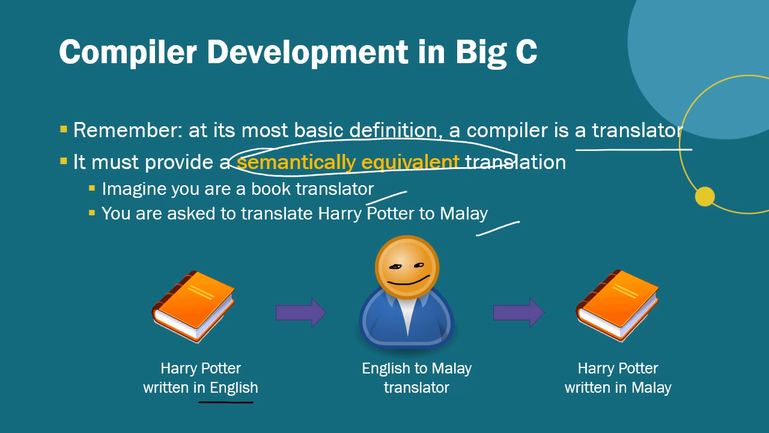Once you are done with your translation exercise, you will have the same Harry Potter book, but now it is written in Malay. Now let's change the parameter a little bit. What if you are an English to Korean translator? Then the result of your translation would be Harry Potter written in Korean. What is important here is translation exercise does not change the content of the book. This is still Harry Potter book in input and in output.